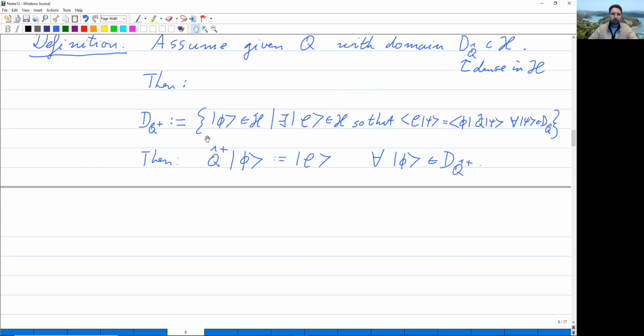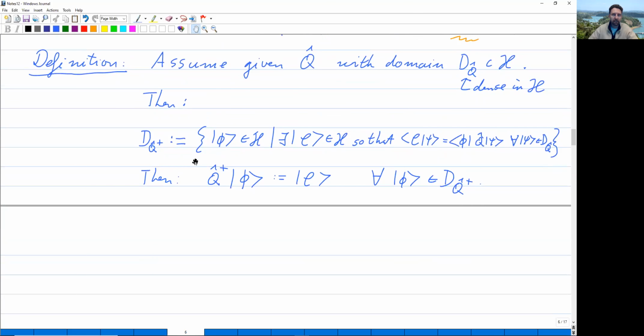Now, what self-adjointness means, so we just defined what the adjoint is of an operator.